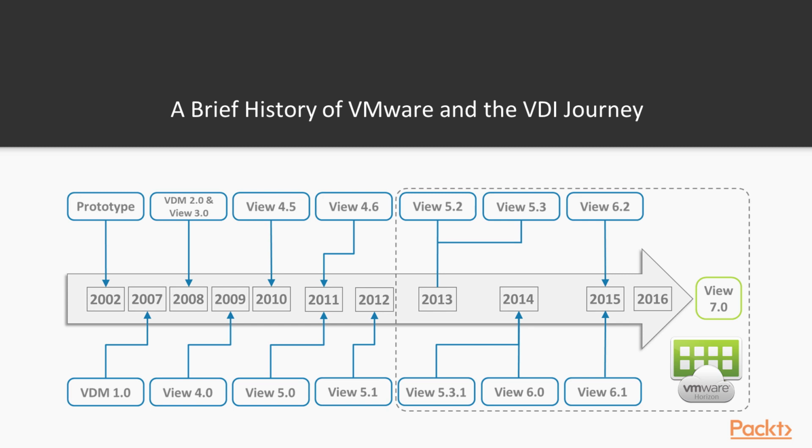This was also the year that VMware talked publicly about the biggest VDI reference case to date, with the Bank of Tokyo Mitsubishi, who deployed circa 50,000 virtual desktop machines. In 2011, View 4.6 was released with two notable new features.